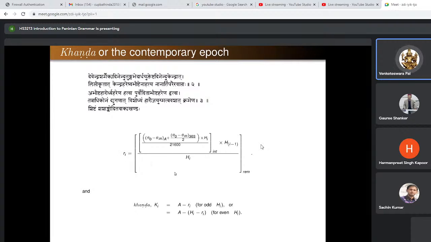And if you get the remainder, suppose Ri is the remainder that is obtained, then Ki, the khanda, is referred to as khanda dina because it is in days. The unit is in days. You have to subtract this Ri from A when hi is odd.